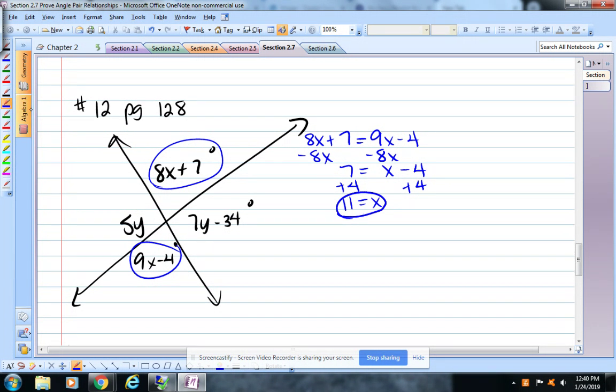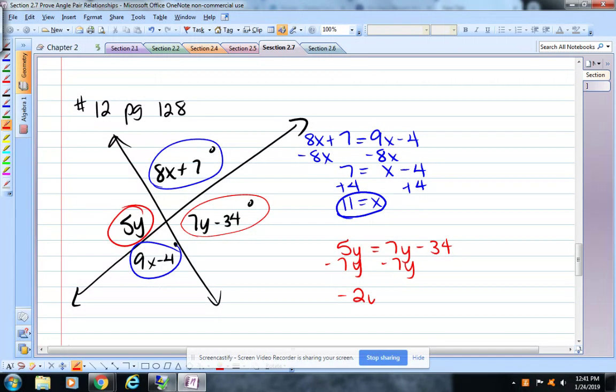Okay, and I'm going to do the same thing to get y. I'm going to do this in red. So I have 5y over here on the left, and on the right I have 7y minus 34. And those are vertical angles because they're across from each other from the intersecting lines. So I can set those equal to each other because vertical angles are congruent. They have equal measures. So 5y equals 7y minus 34. I'm going to subtract 7y on both sides to get my y's together, and I get negative 2y equals negative 34. And then I divide both sides by negative 2. So y is going to equal a positive 17.